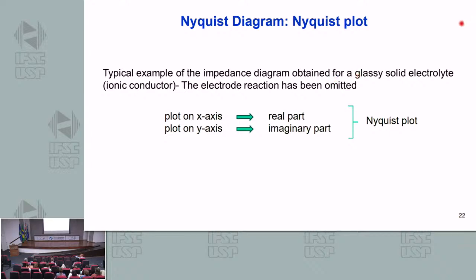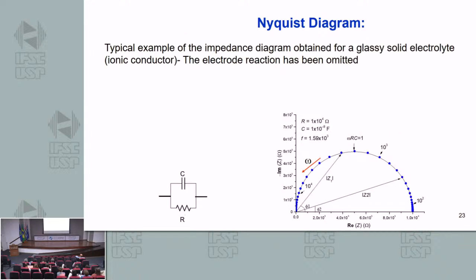What is the Nyquist plot? You take the real part of the impedance. I showed you that it is a complex number. So you take the real part of the impedance and plot it on the x-axis. You take the imaginary part and plot it on the y-axis. And this is the Nyquist plot, like this.